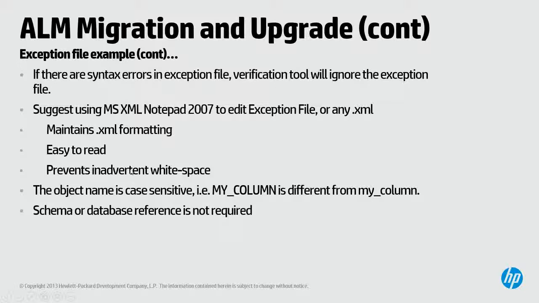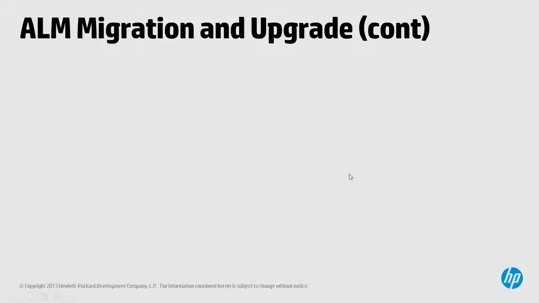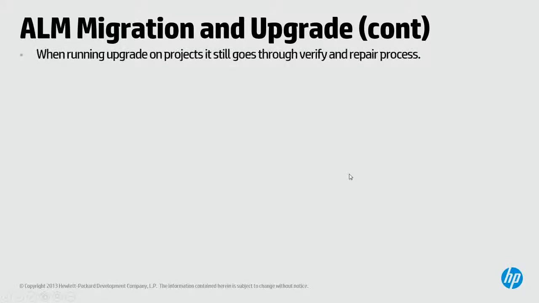If there's syntax errors in this exception file, it's not going to work. I suggest using Microsoft XML Notepad 2007. Again, it's free. I think there's a reference here at the end of the slide deck that talks about where you can get it from. Of course, you can Google it. The nice thing about that is that if you can't open it in this XML Notepad, it's not going to be parsed inside ALM. If you can open it in the XML Notepad, you know you're good, and it doesn't have a white space or some weird formatting problem that would stop you from using it. So look in the admin guide if you want more information on that XML exception file.